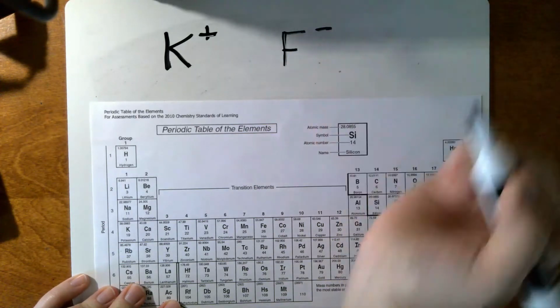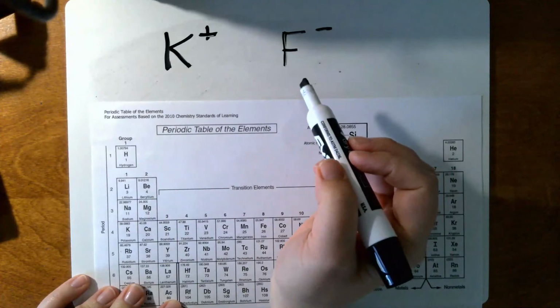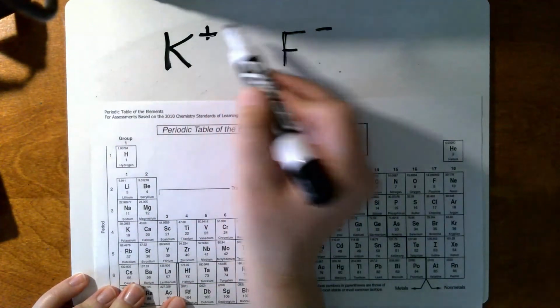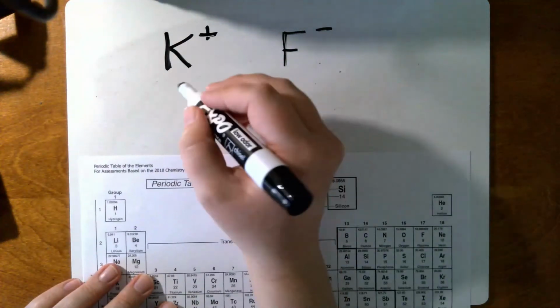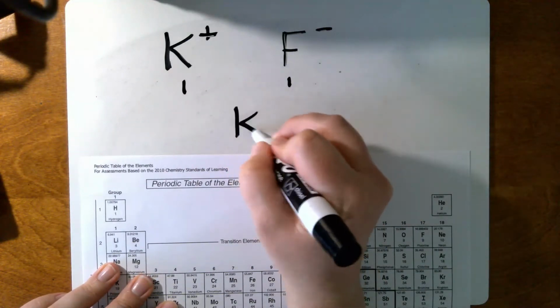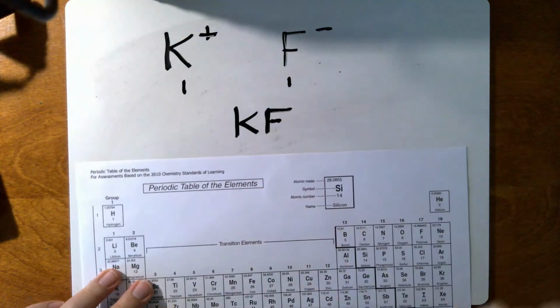Okay? Now, I have to ask myself, how many of each of these ions do I need to form a neutral compound? Well, this is +1 and this is -1, so they balance each other out. So I just need one of these and one of these. So I would write the formula as KF. Again, I don't need to put ones here because the 1 is implied.